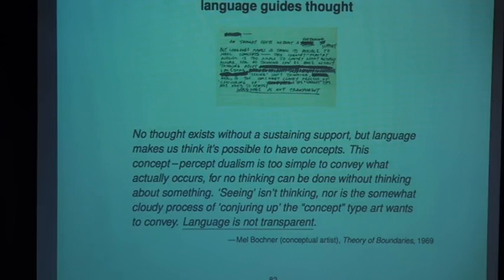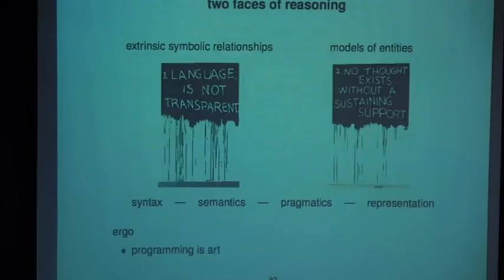And this is one catalog card that he scribbled on, where he relates the act of thinking, the necessary support for us to think about things, and then the effect that the physical representation has on the presentation of those thoughts from the artist to the audience. And he came up with this big long thing, which he paraphrased by painting on a wall, that language is not transparent and that no thought exists without a sustaining support. It's impossible to think of something without actually having an underlying substrate for it.